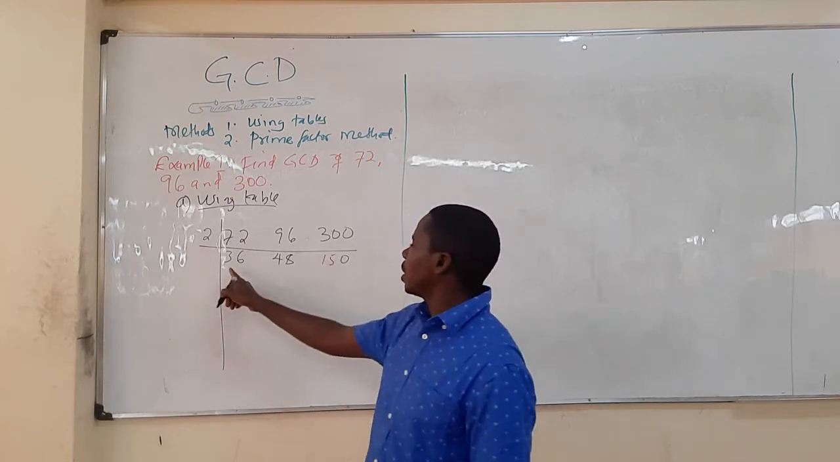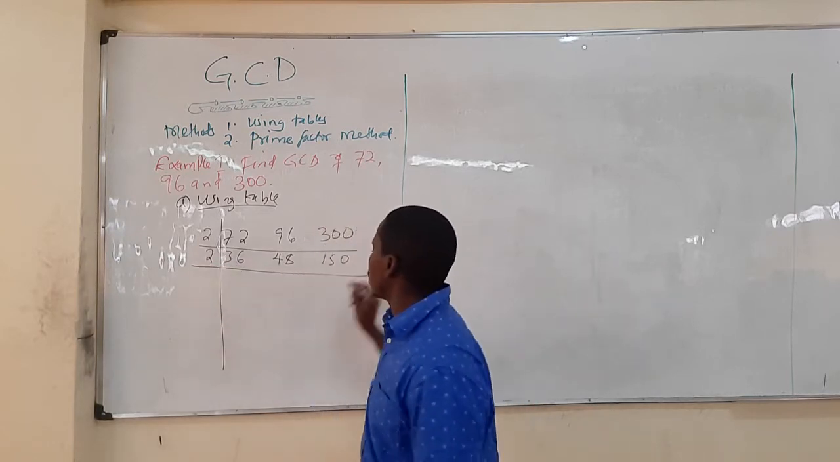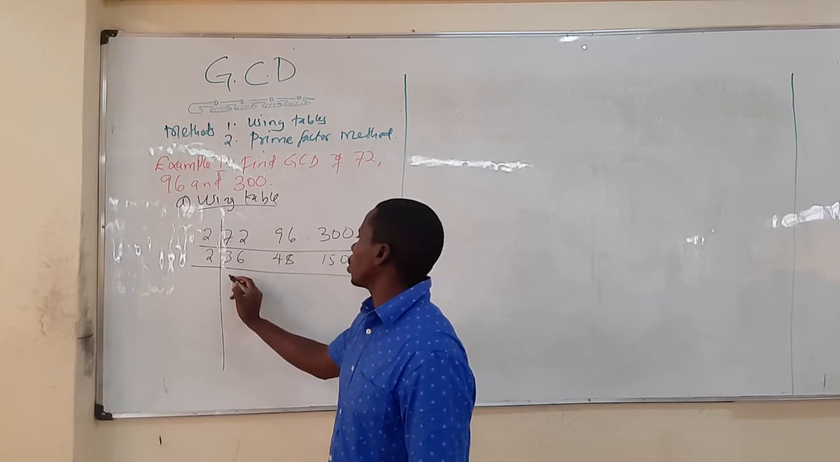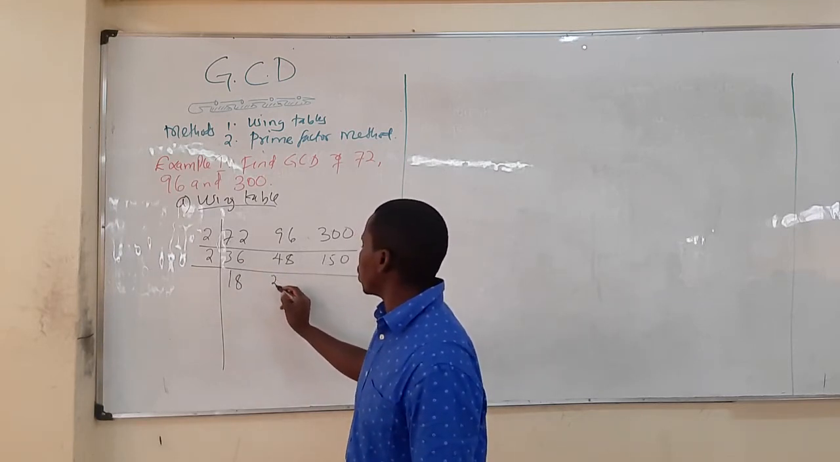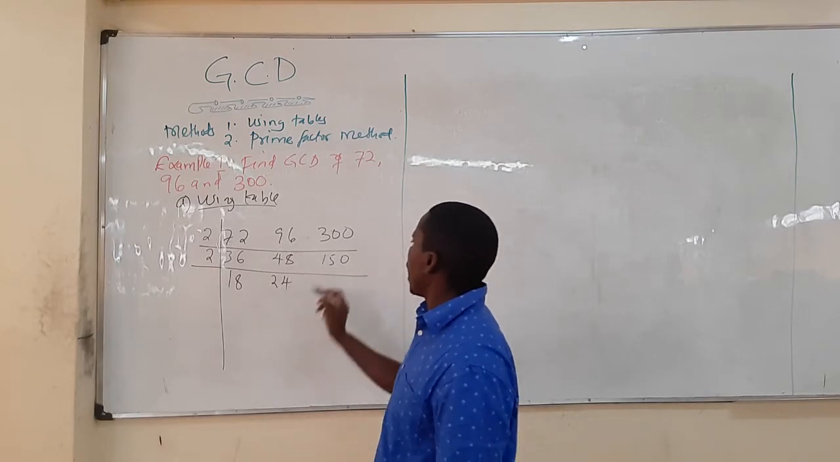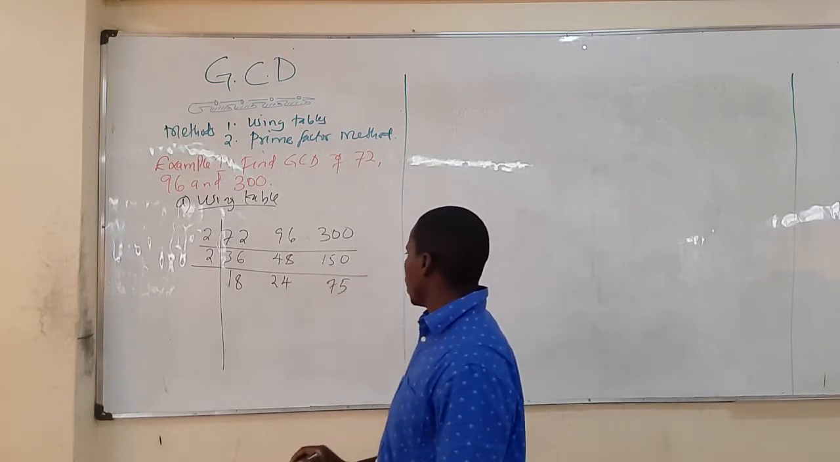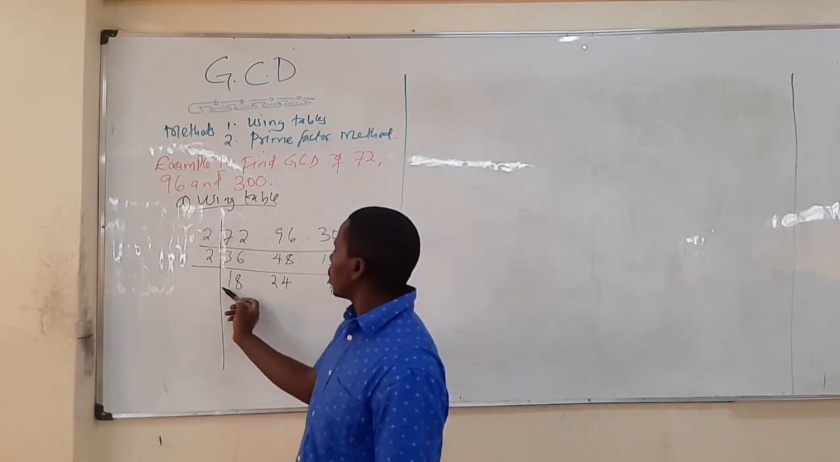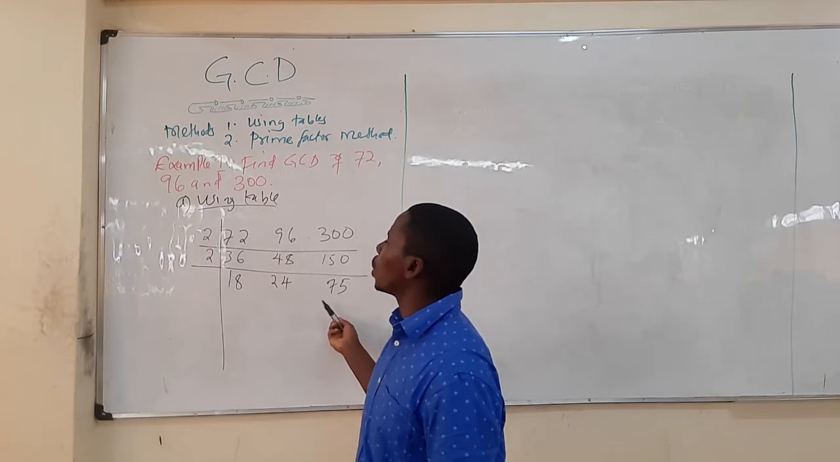So we can divide all of the 3 numbers by 2 again. 36 divided by 2 is going to be 18. 48 divided by 2 is going to be 24. And 150 divided by 2 is going to be 75. Then 2 cannot divide all of them again because of the 75. So we go to the next number.